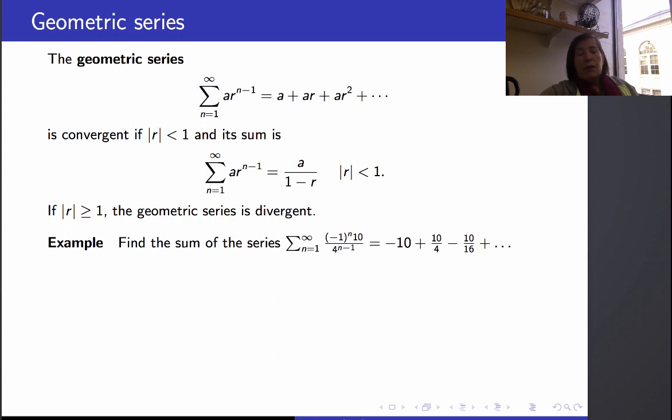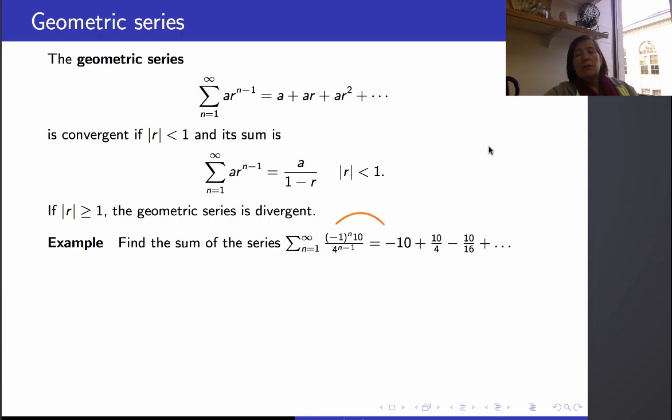Sometimes we have to work a little to use the formula. Either the sum starts at somewhere other than 1, or it's not obvious what the a and the r should be. So suppose we want to find the sum of the series, the sum from 1 to infinity of minus 1 to the n times 10 over 4 to the n minus 1. This is a geometric series, and we have to figure out what the a and the r are in order to use our formula. The best way is to expand our series, write out the first few terms, and see what the pattern is.